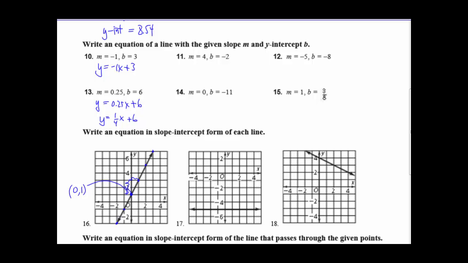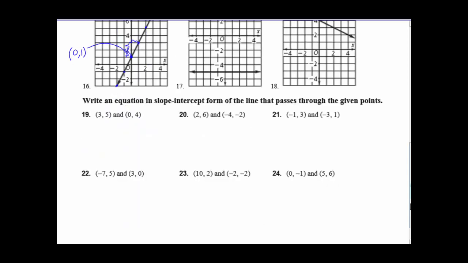If we go a change in y, we went up 2 units. So our change in y is 2, over our change in x, which was just 1. So our slope is m equals 2. Put those two things together, and we're going to have y equals 2x plus 1.